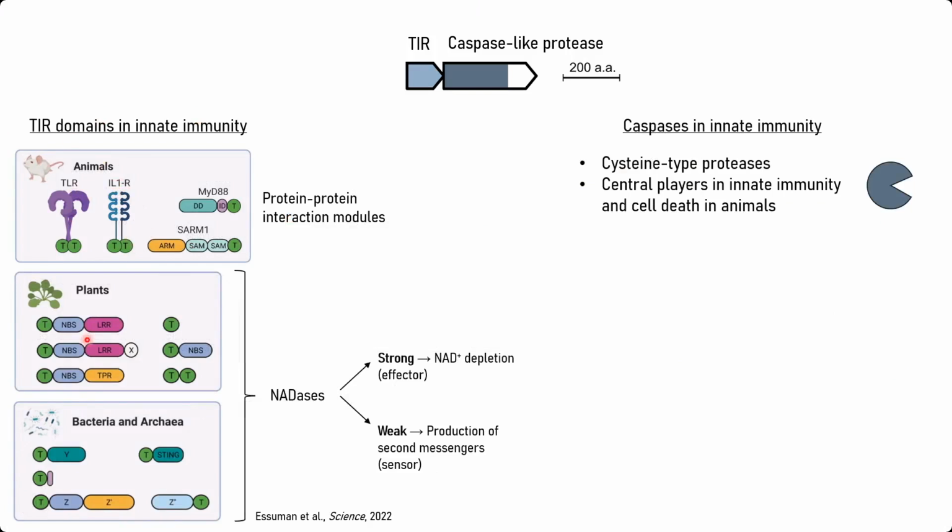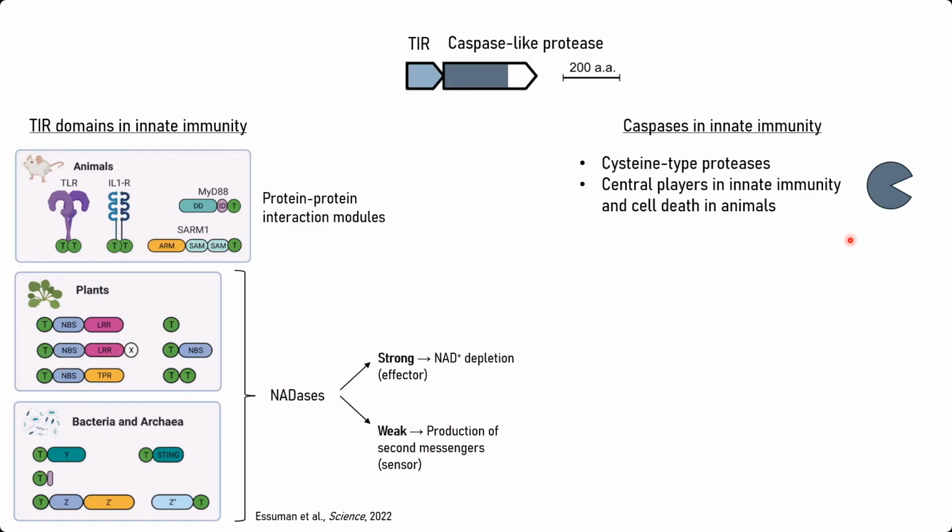But TIR domains are also enzymes in plants and in prokaryotes. And these enzymes degrade the essential metabolite NAD+, and they can do it very quickly, in which case they function as effectors that deplete the NAD+ in the cell to block infection. But they can also do it very slowly, in which case they function as producers of signaling molecules to activate the downstream effector. And on the other hand, caspase-like proteases are super well-known proteases in animal immunity.